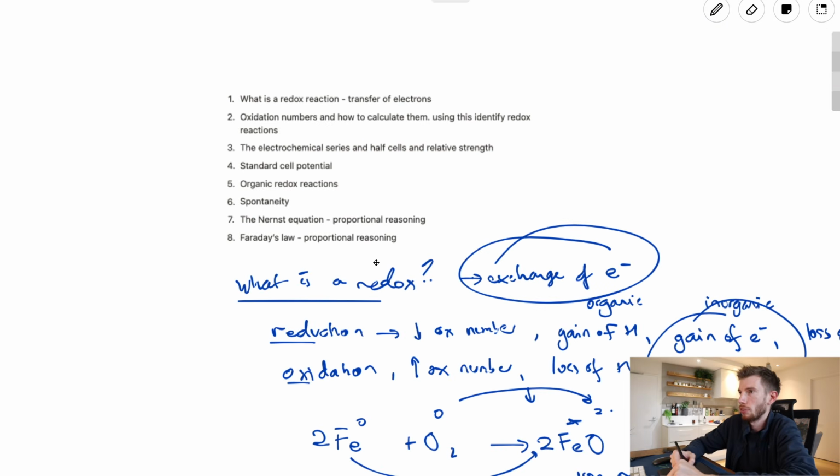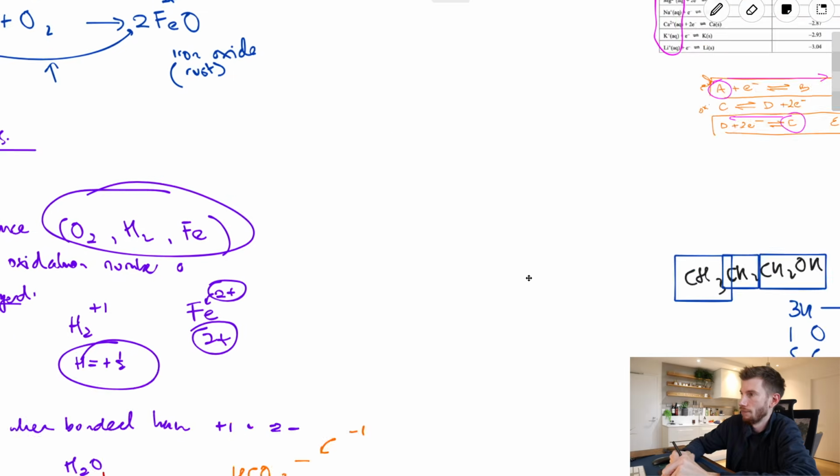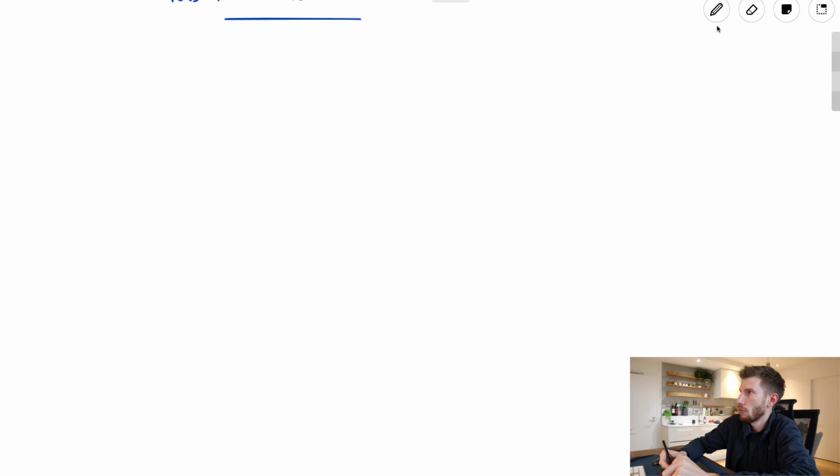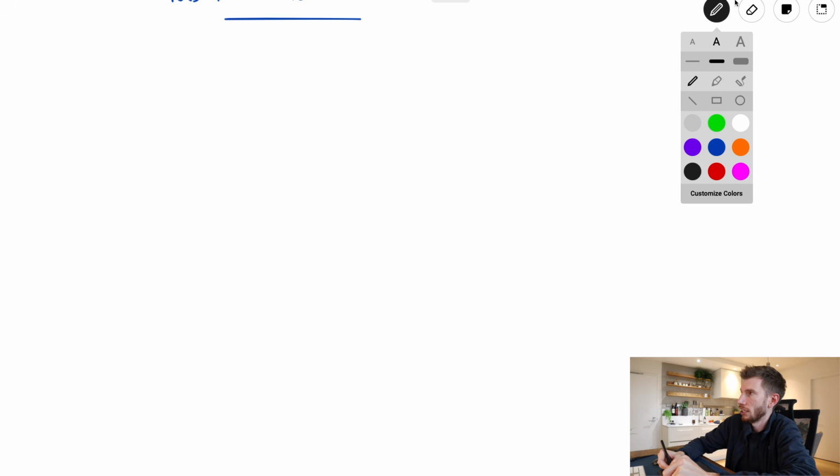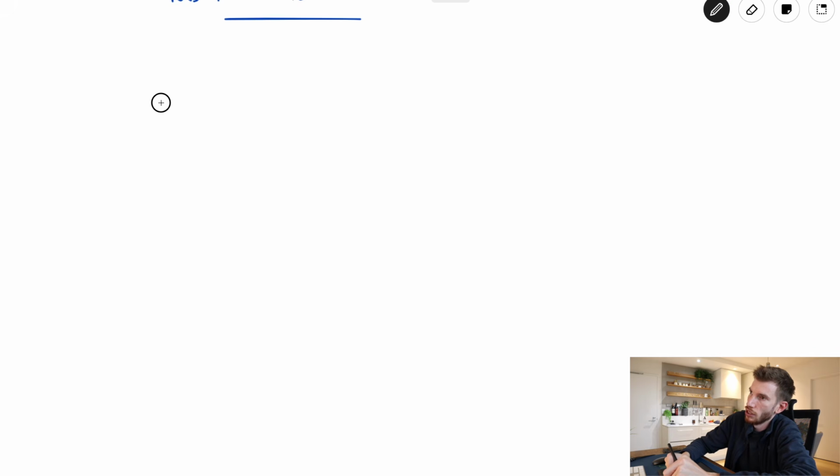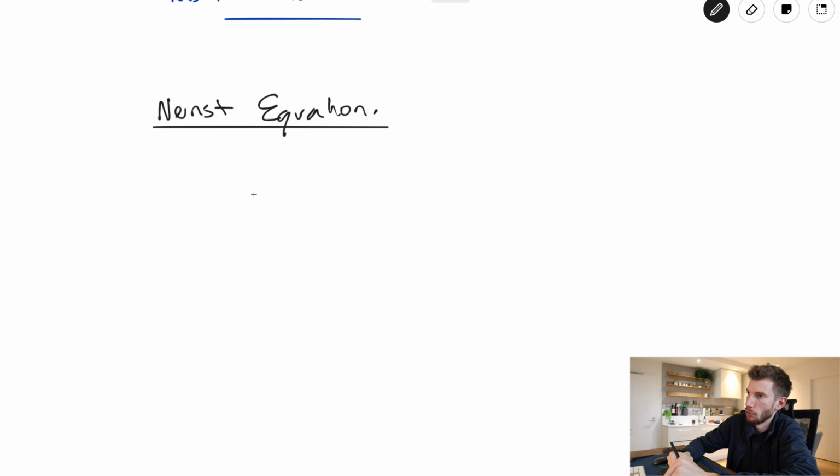And spontaneity, I actually went ahead and already covered spontaneity, and now the math stuff. So the Nernst equation for proportional reasoning and Faraday's law. So you can see we're mostly talking about exchange of electrons. So the Nernst equation, you do not need to memorize this, right? It's come up in questions before. It's handy to play around with, but you definitely don't need to memorize it.